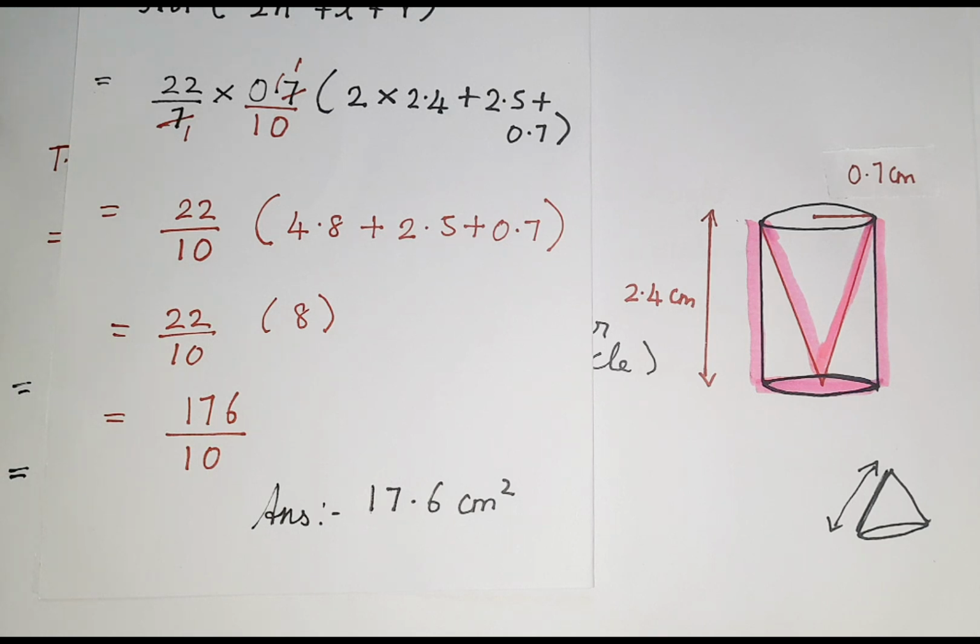So finally we got 17.6. Why did I write centimeter square? Because all the dimensions are in centimeters. So that's why I just wrote centimeter square.